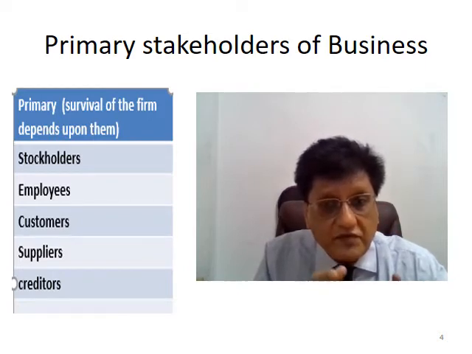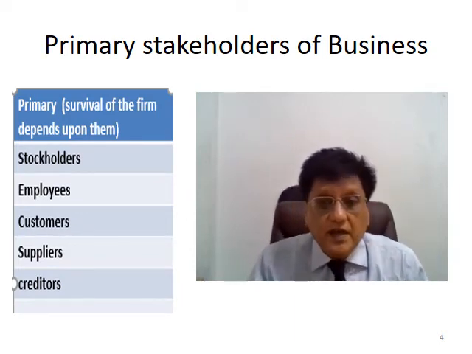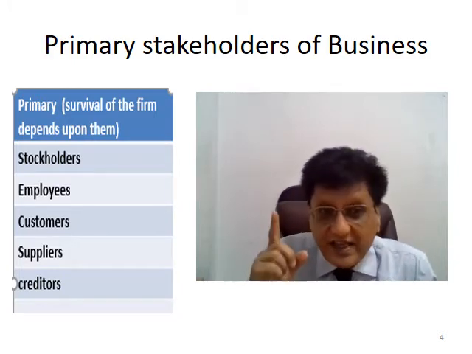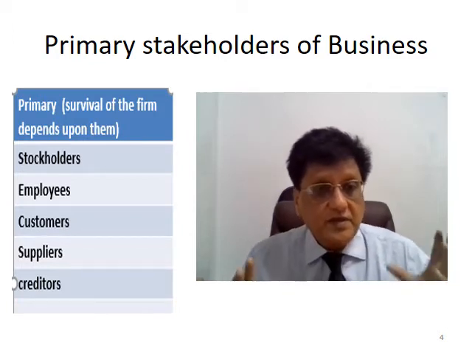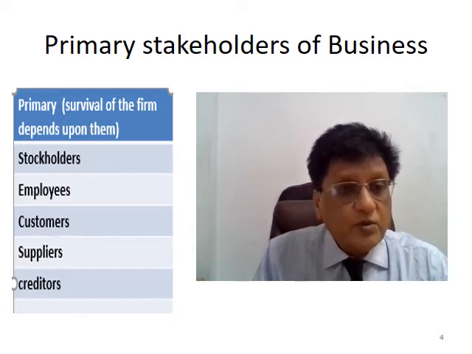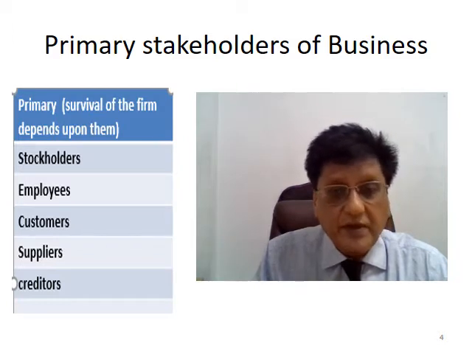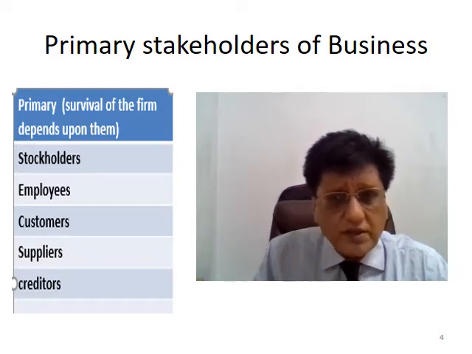So, first and foremost in a business organization in terms of stakeholders is stockholders. Stakeholders, S-T-A-K-E, stakeholders and stockholders. What is meant by stock? Stock means shares. Stockholders means those who hold stocks of your company, those who hold the shares of your company, those who are the owners of the company. It is but natural that stockholders are most important for a business organization.